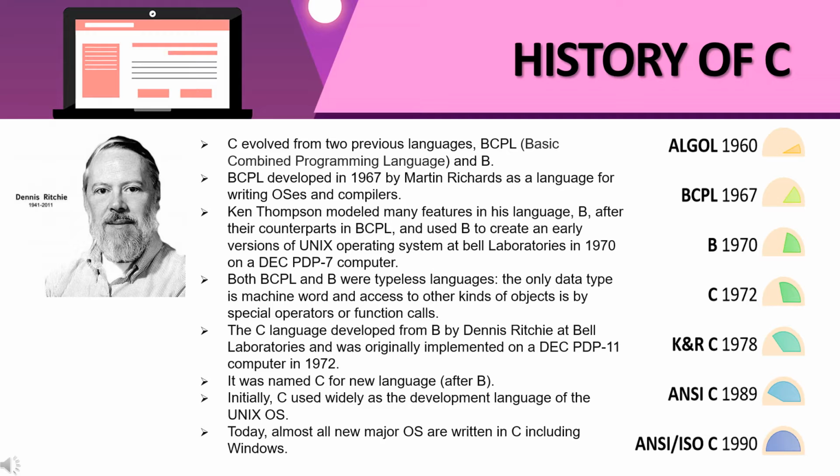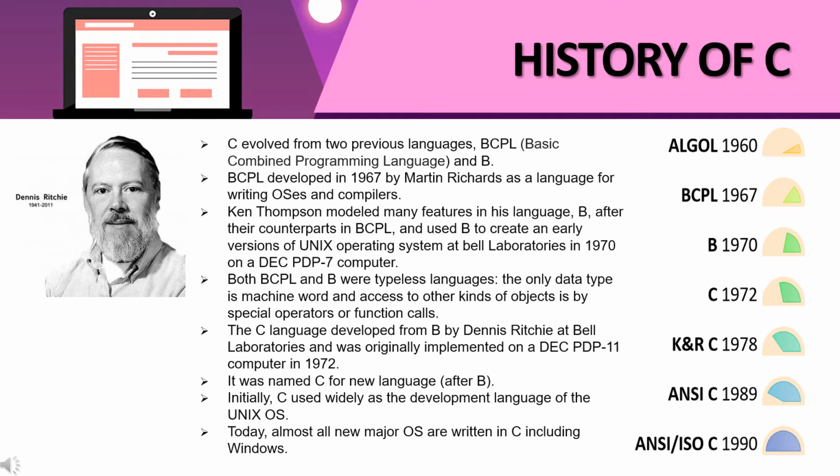C evolved from two previous languages, that is BCPL, which is Basic Combined Programming Language, and the B language. BCPL was developed in 1967 by Martin Richards as a language for writing OSs and compilers. Ken Thompson modeled many features in his language B after their counterparts in BCPL and used B to create an early version of the Unix operating system at Bell Laboratories in 1970 on a DEC PDP-7 computer. Both BCPL and B were typeless languages. The only data type is the machine word, and access to other kinds of objects is by special operators or function calls.